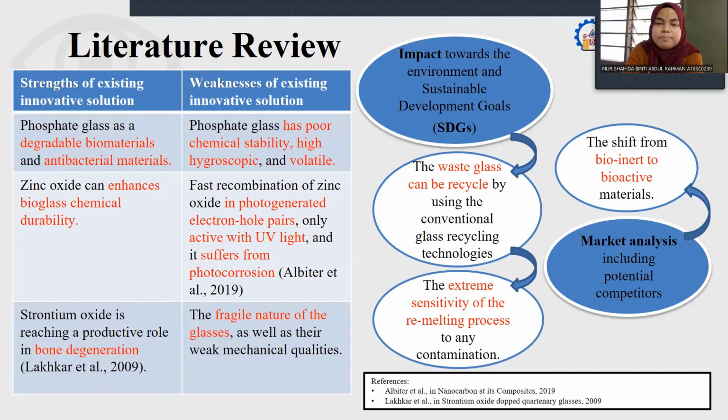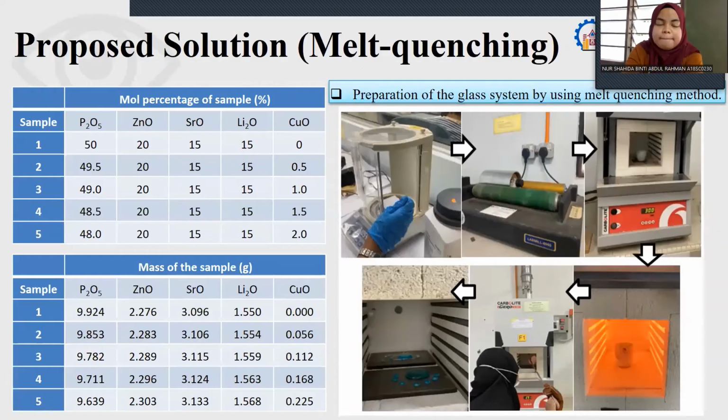We proceed with the impact toward the environment and sustainable development goals. The waste glass can be recycled, but the remelting process is extremely sensitive to any contamination. The market analysis includes potential competitors from the shift from bioinert to bioactive materials.